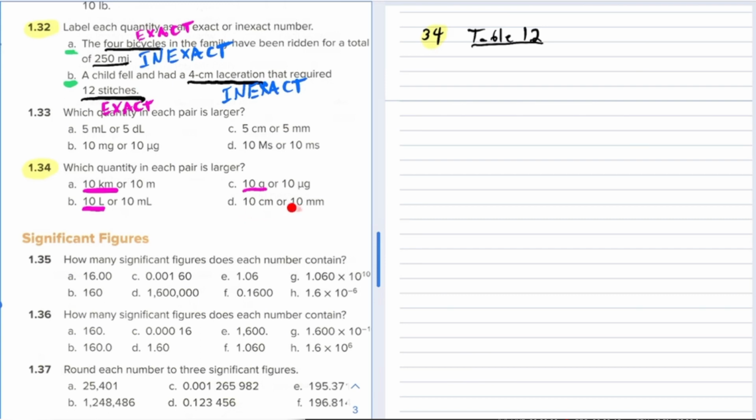The last one's a little bit tricky because both of them have prefixes here. You've got 10 centimeters or 10 millimeters. Now, a centimeter is smaller than a meter, and a millimeter is also smaller than a meter. But which one is smaller? It turns out that a millimeter is 1,000th of a meter, and a centimeter is 100th of a meter.